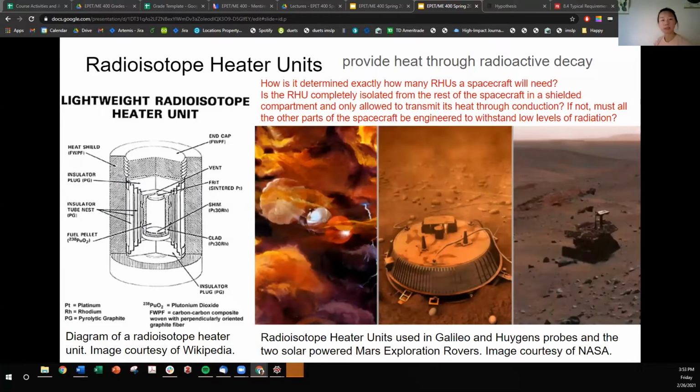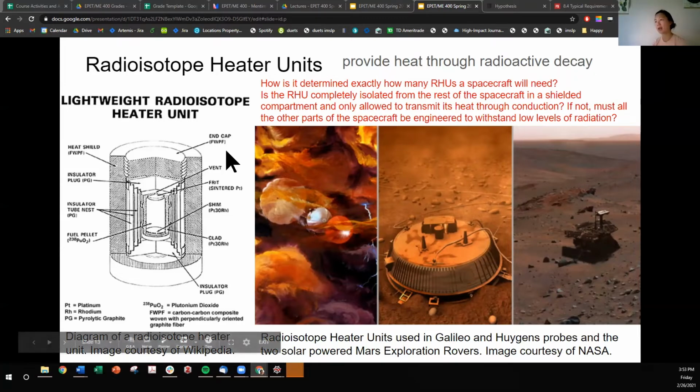So the last passive technology I'll talk about is the radioisotope heater units. These are like RTGs, but instead of converting the heat into useful electricity, all of the functionality is just dedicated to heat generation. They do so through radioactive decay.